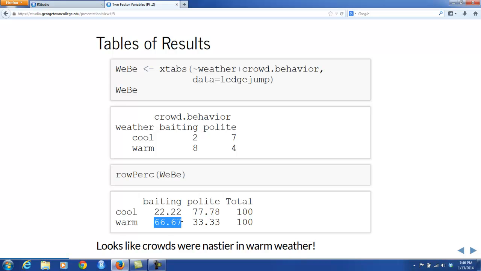But when the weather was warm, the crowd baited about 67% of the time. That's a huge difference in row percentages, so there's definitely a relationship in this data between these two factor variables. It basically looks like crowds were nastier in the warm weather.